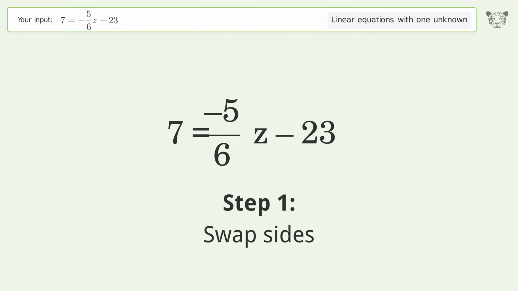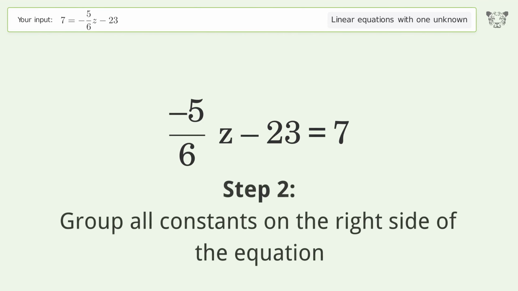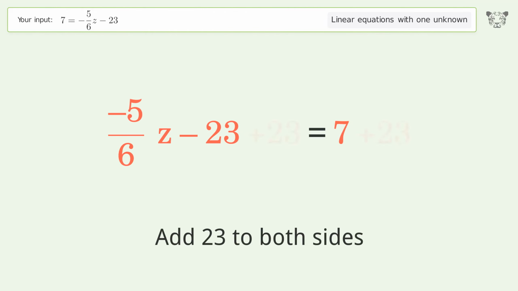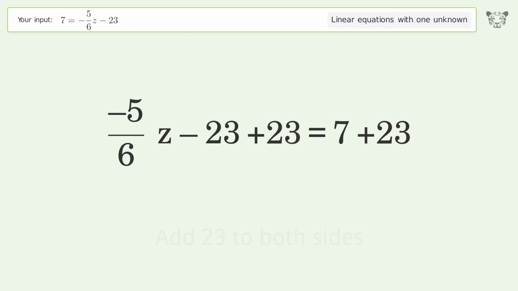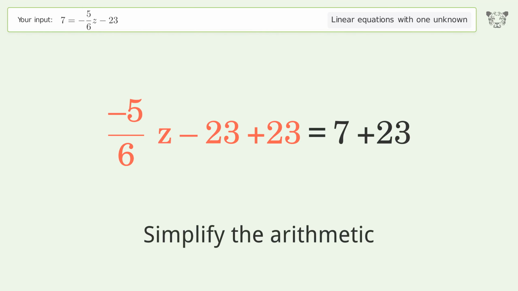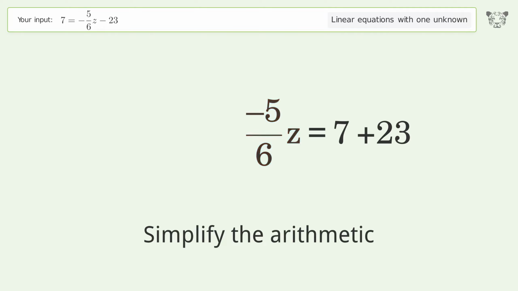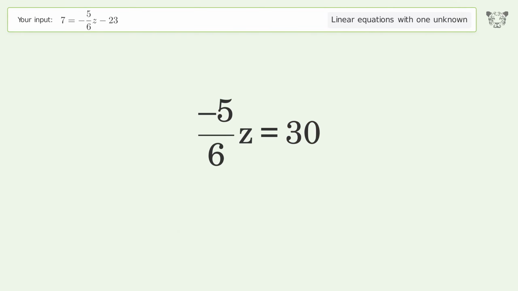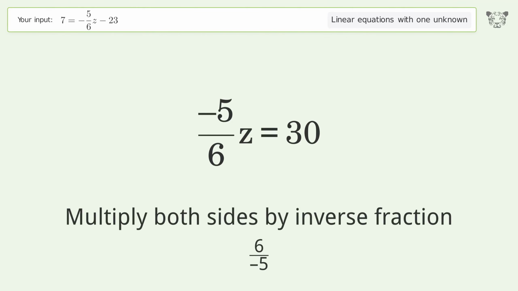Swap sides. Group all constants on the right side of the equation. Add 23 to both sides. Simplify the arithmetic. Isolate the z. Multiply both sides by inverse fraction 6 over -5.